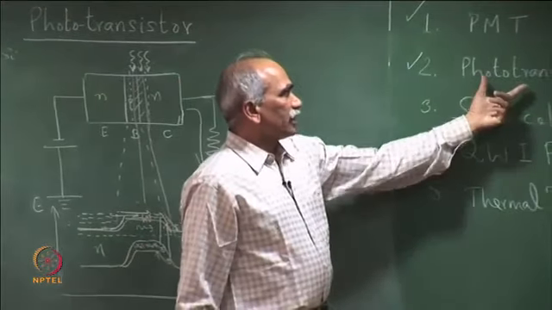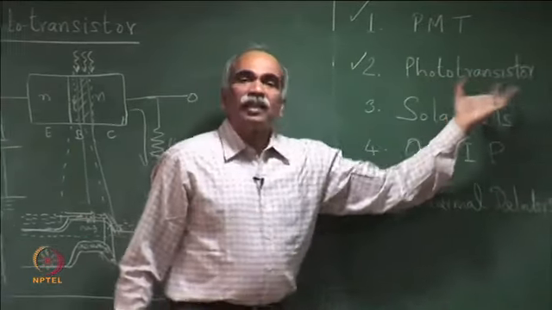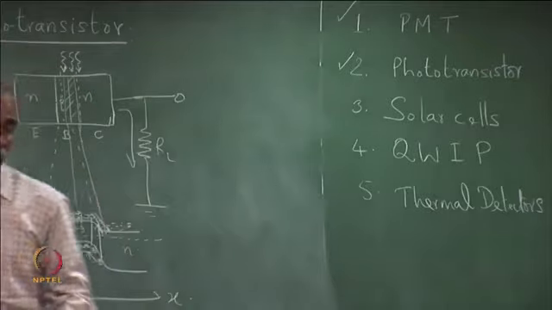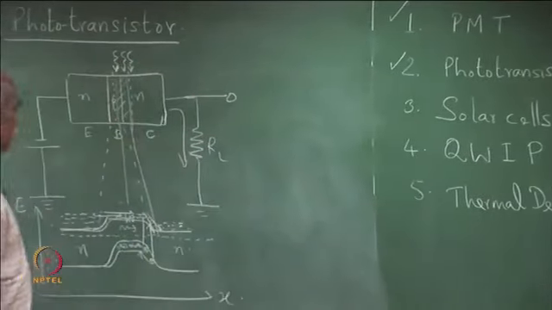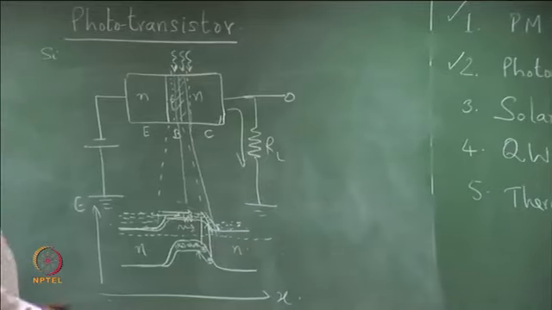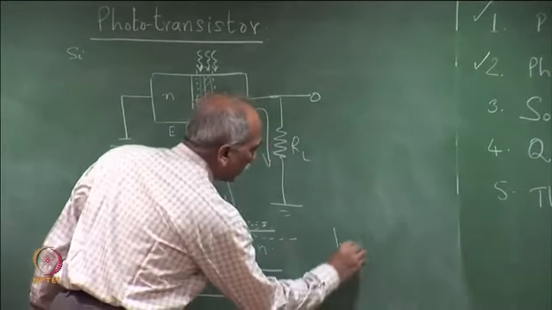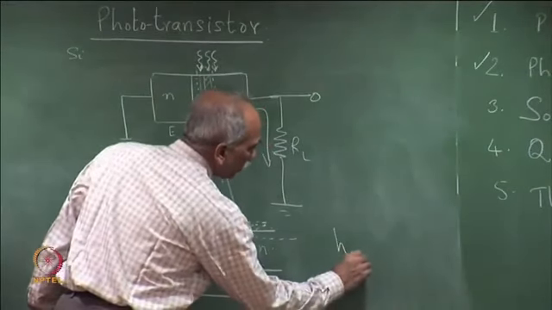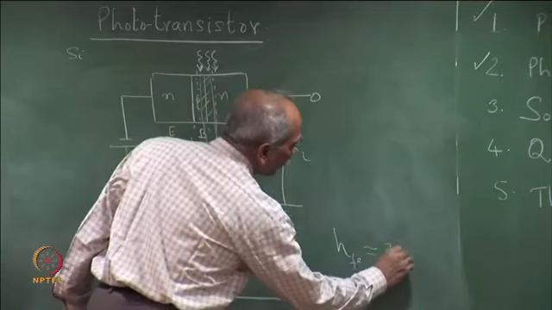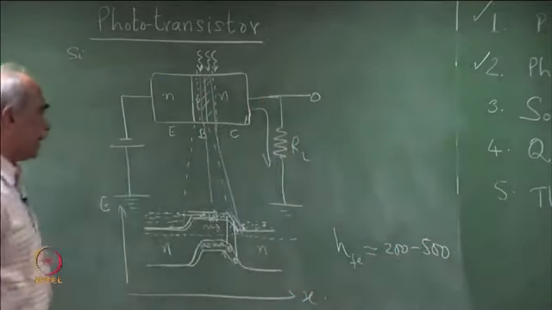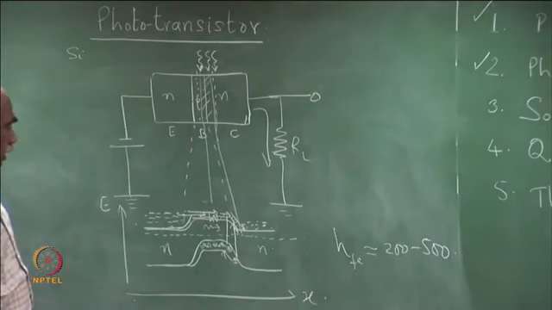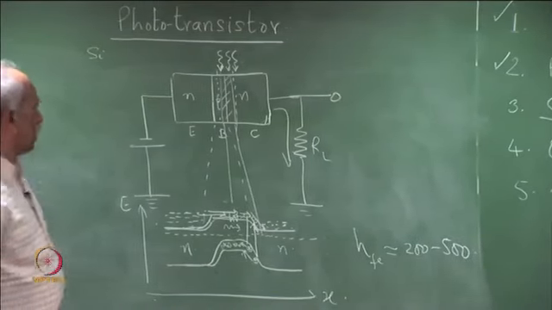And the phototransistor works on the transistor action, which provides gain and also provides an overall gain to the photocurrent. Typical current gains, h_FE, are of the order of 200 to 500. The current gain is of the order of 200 to 500 in phototransistors.